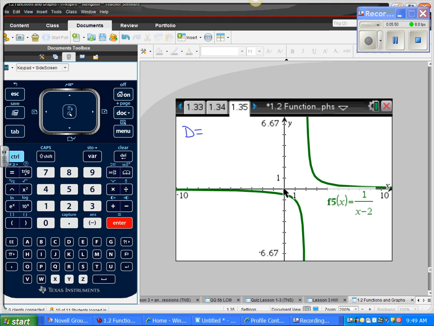Domain is all the values of x that are being used. Now, it looks like we're coming from negative infinity, but then I seem to be stopping and heading down at what value of x? Okay? Remember that dotted line is called an asymptote. We have a vertical asymptote at x equals 2. So it looks like my domain, I'm using all those values of x from negative infinity all the way to, but not including 2.